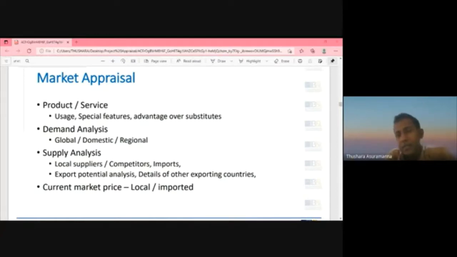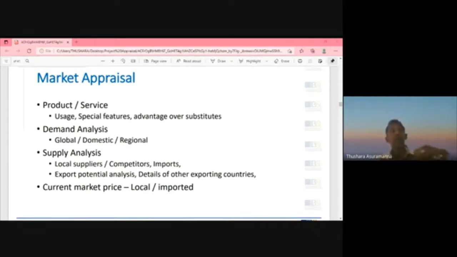Product, service. What is the product? What is the service? So the usage of the product, the special features, and advantages over substitutes are important things that you would see. When your client wanted to produce something, the product or the merchandise, we'll see subject to who is going to use that: the durability, after-sale service, special features, bundle packages, or whether it is tasty or health conscious.